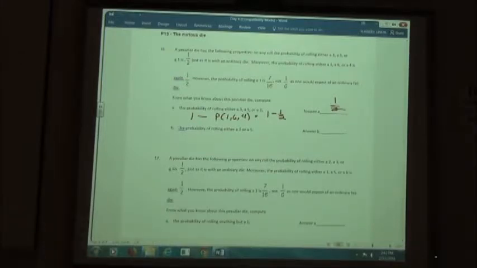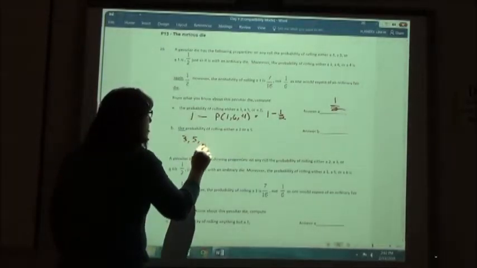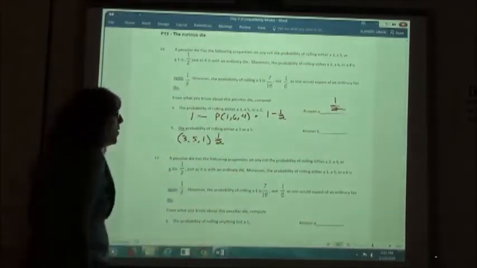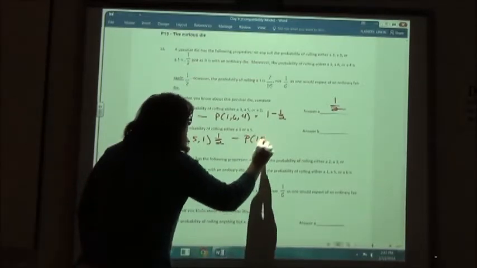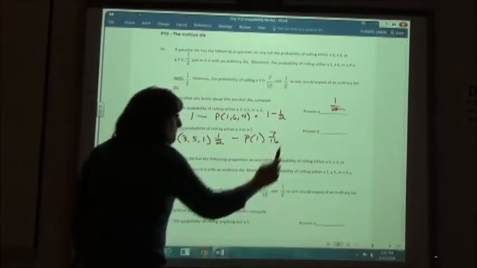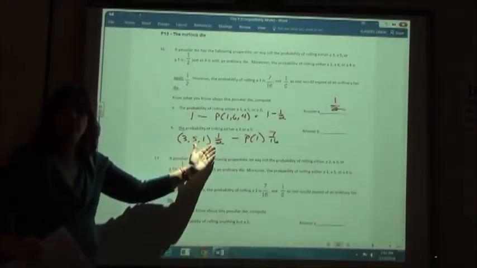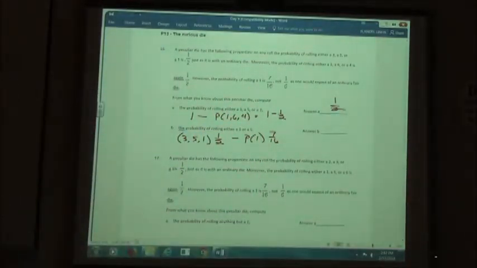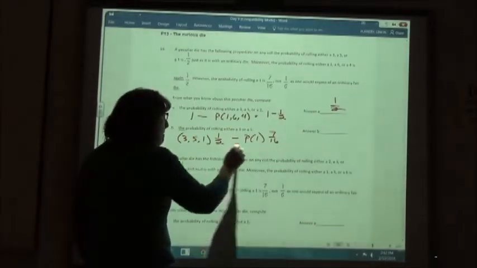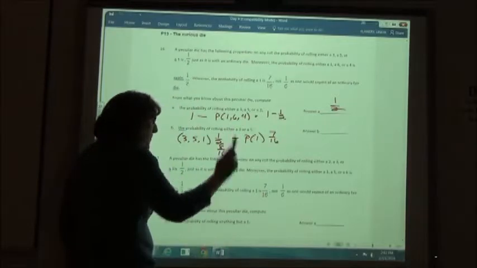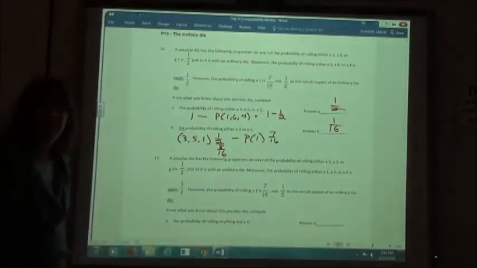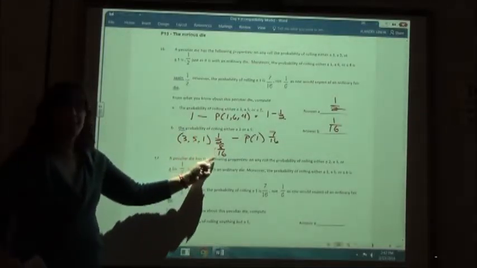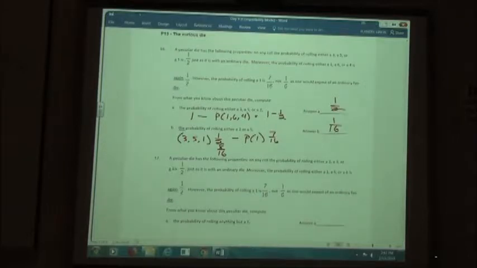Now the next one wants the probability of just getting a 3 or a 5. I know that if I'm going to get a 3, 5, or a 1, my probability is 1/2. What I want to do is subtract the probability of the 1, which is 7/16 then. I'm going to subtract the probability of just getting a 1, 7/16. And so if you take 1/2 minus 7/16, hopefully you get 1/16, right? 1/2 is the same thing as 8/16, and 8/16 minus 7/16 would be 1/16.